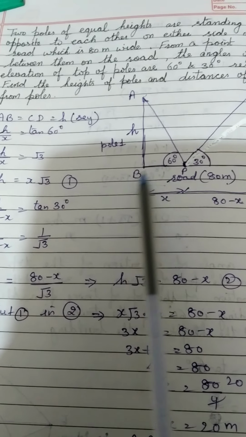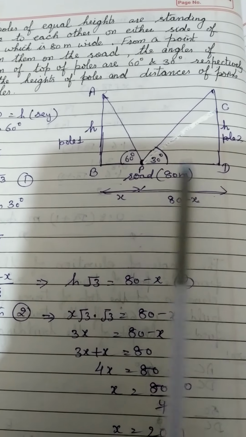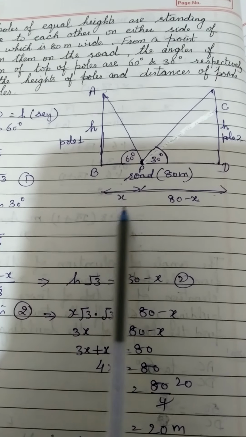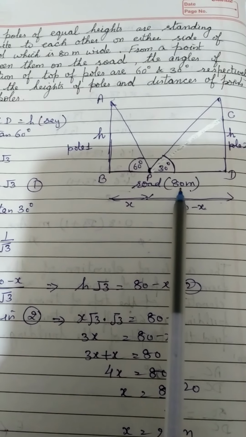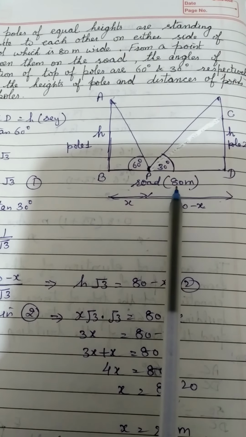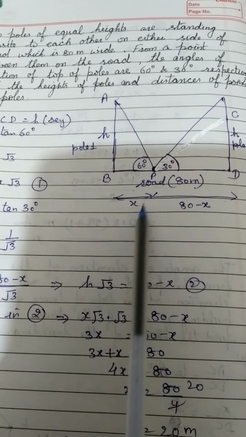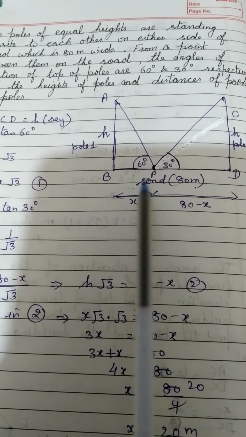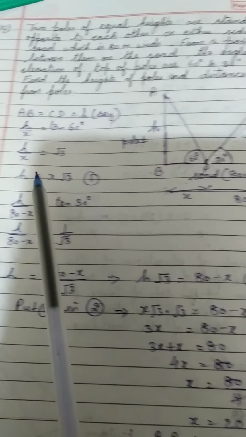Now I consider that BP is equal to X and then PD will be equal to 80 minus X, because this BD was equal to 80. The width of the road is given to be 80, then BD is 80. If I consider BP as X, then PD will be equal to 80 minus X.